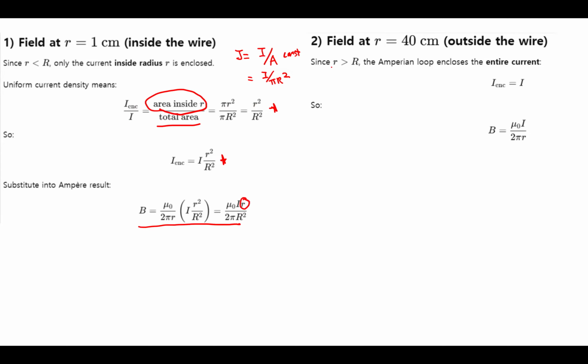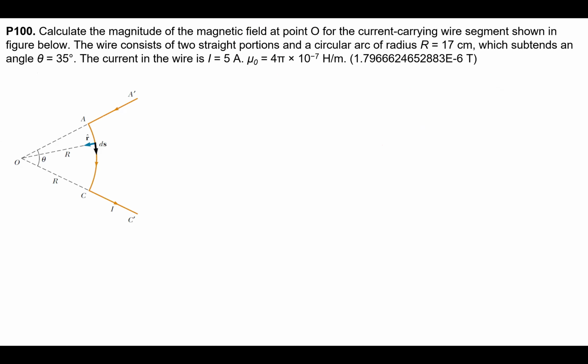But in the case of outside, the enclosed current is the total current I. So we have the field given by this one, so that it is inversely proportional to R. So that's the two contrasts. And then if you just plug in the numbers one by one, you can find the magnetic field, etc. So now the final problem is the magnitude of the magnetic field at point O here for these configurations.